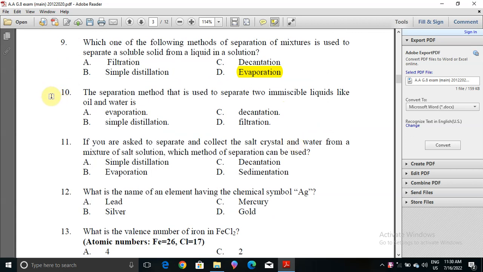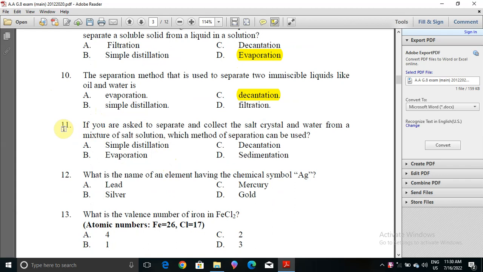Okay, now question number 10: the separation method that is used to separate two immiscible liquids like oil and water. It will be decantation. Okay, now question number 11. If you are asked to separate and collect the salt crystal and water from a mixture of salt solution, which method of separation can be used? Here it will be simple distillation. Why? Because it's asking salt crystal and water.